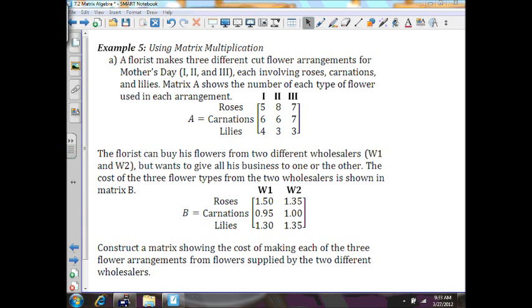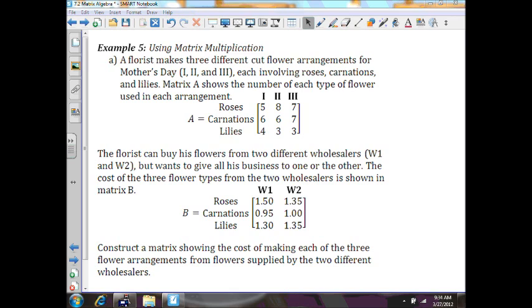Now, you're probably asking me, Mr. Gordon, can we do these in our calculator somehow? The answer is yes. Now, in example 5, we're going to use matrix multiplication. If you notice in matrix B, there are some decimals because we're talking about money. So Florence makes 3 different cut flower arrangements for Mother's Day, each involving roses, carnations, and lilies. Matrix A shows the number of each type of flower used in each arrangement.